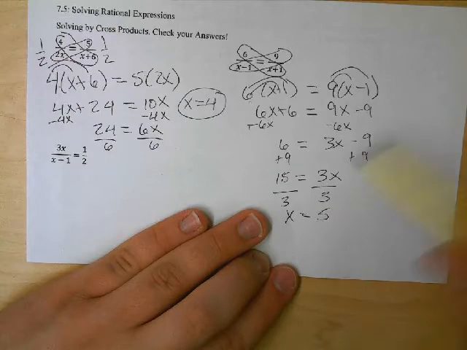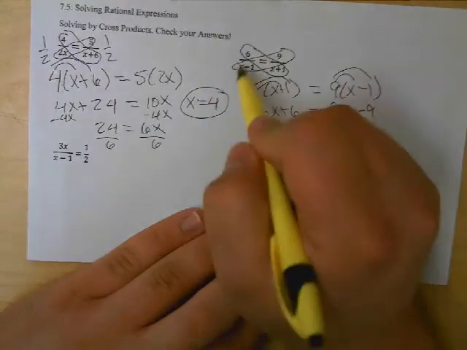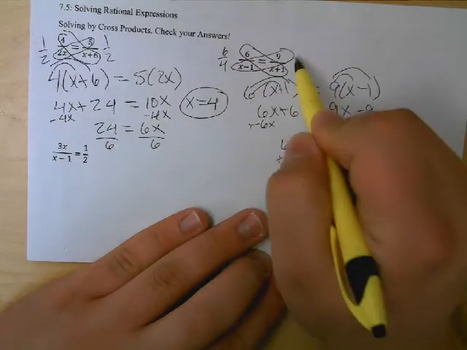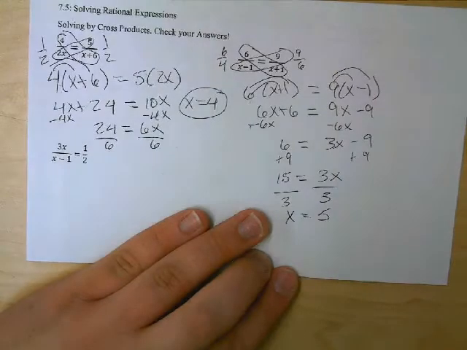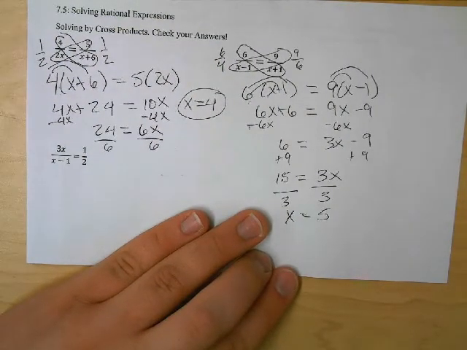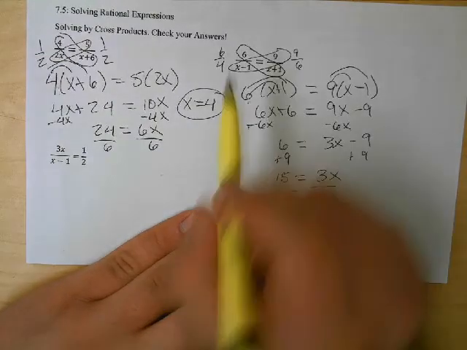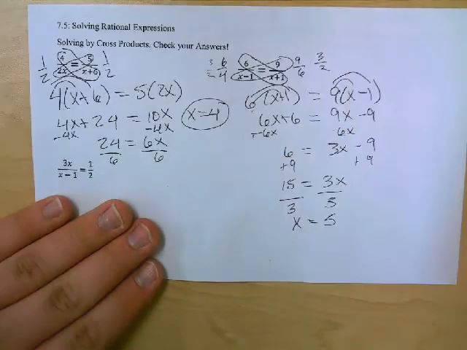We should go through and check it. That's going to end up being 6 over 4. This one's going to end up being 9 over 6. They're the same fraction. Trust me. Take my word for it. Just written differently, but they're the same fraction. This one reduces down to 3 over 2. This one also reduces down to 3 over 2. So we're good.